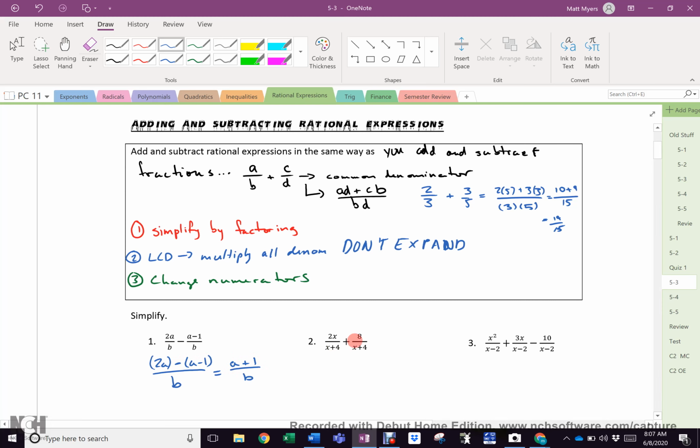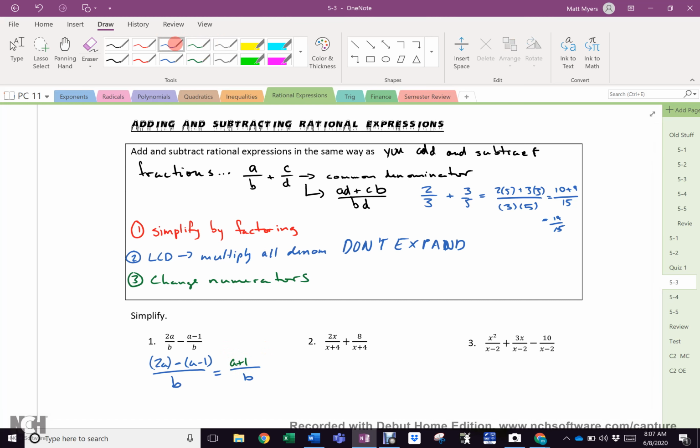So let's have a look at this one. Any factoring? Nope, no factoring, so we don't have to do anything in red. Oh, I forgot to change the denominators there in green. A plus 1, and there's our final answer.